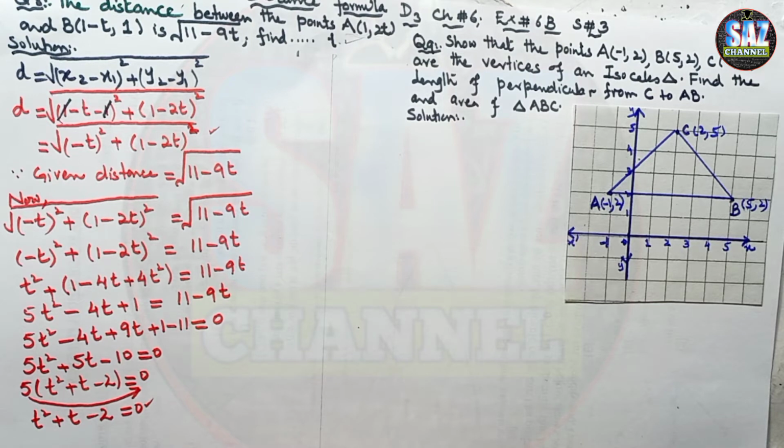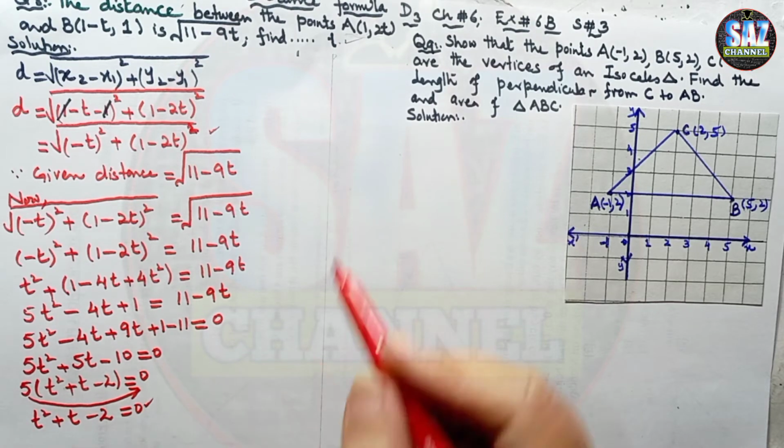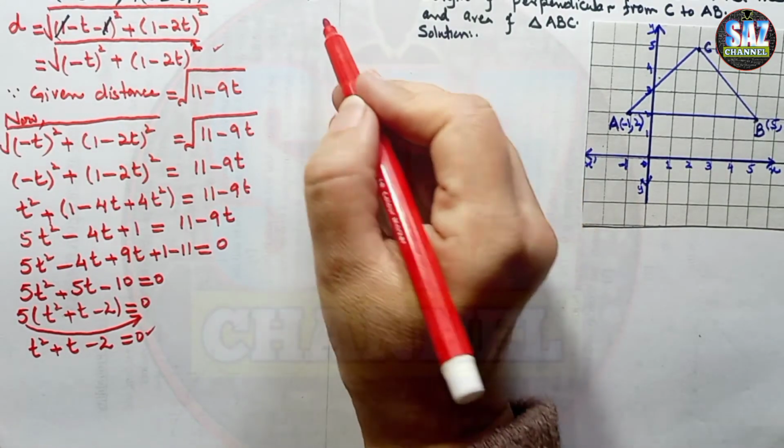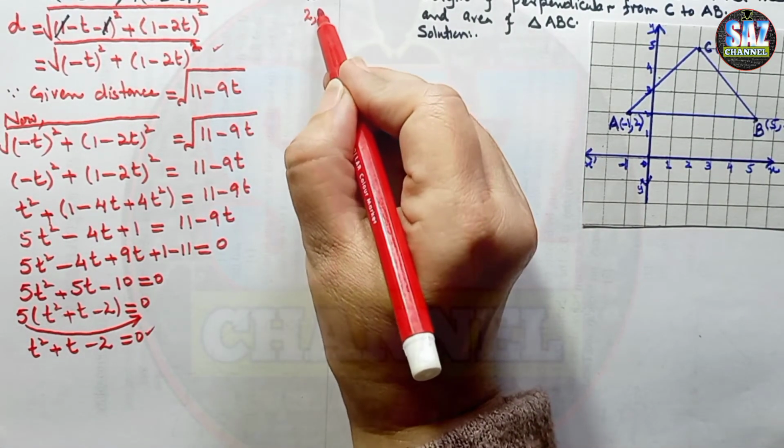Recall how to solve and how to factorize quadratic equations and expressions from D2, chapter number 3, 4 and 5. These lessons will be helpful in understanding this question, and please always integrate your lesson with the previous lessons for better understanding. Okay, now quickly we have to multiply this 2 with the coefficient of t square, that is 1. We will get the product 2, and then after getting the product we have to make the factors of 2, which are 2 and 1 only.